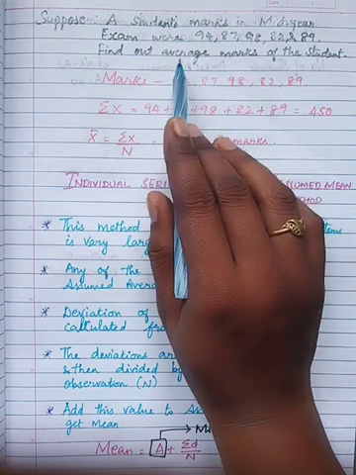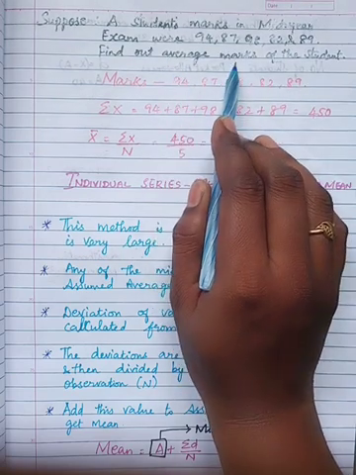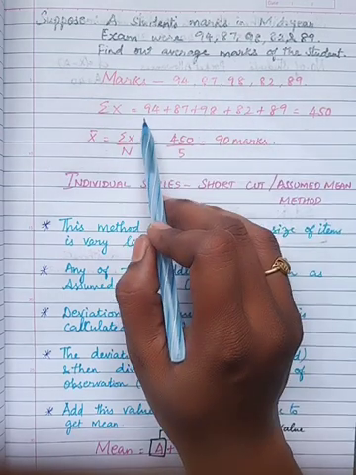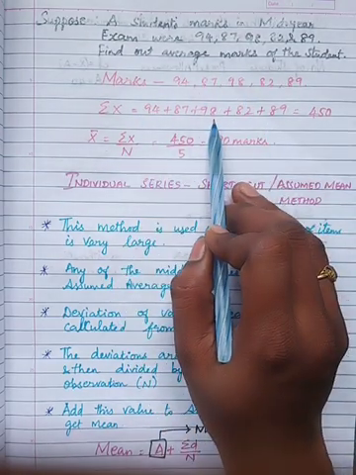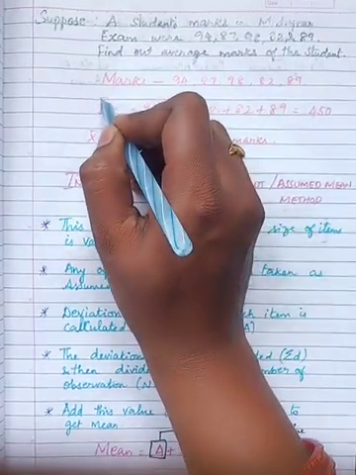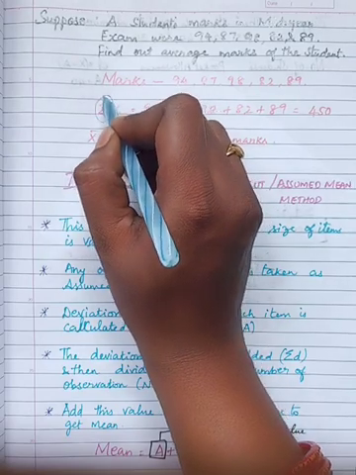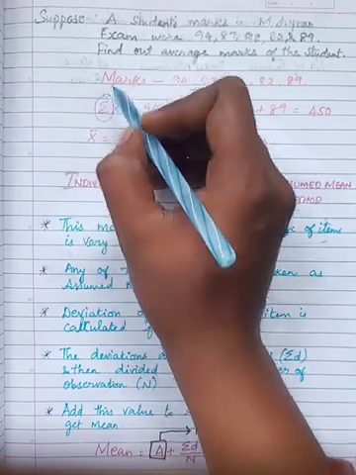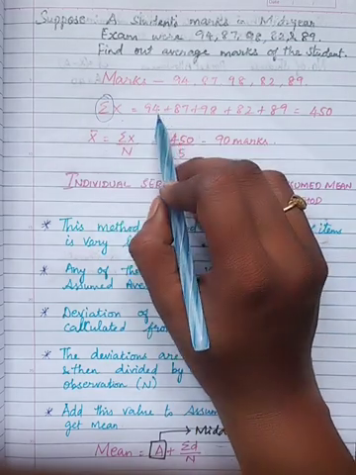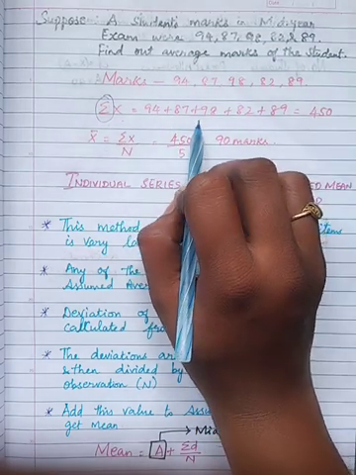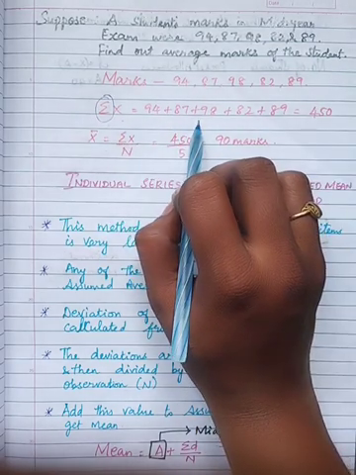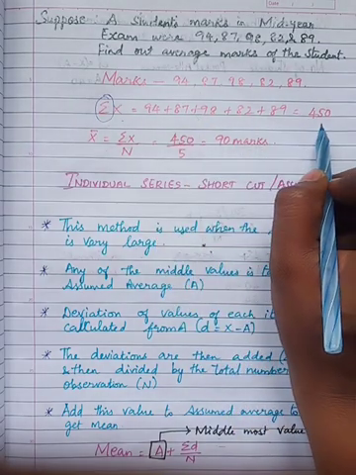Now, if we want to find the average, we have to sum this up. We call this summation. Summation of x means you add all the marks of the student and you will get the total.